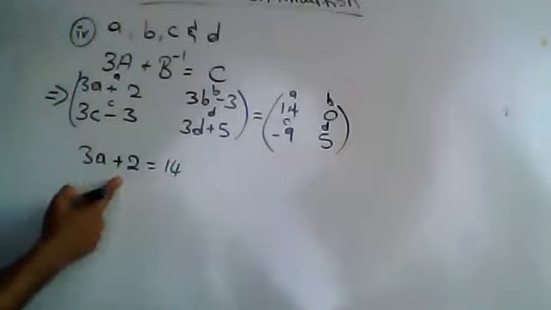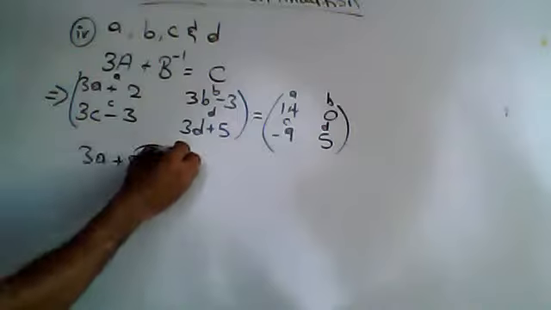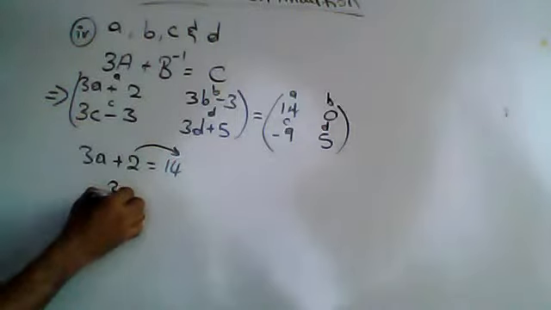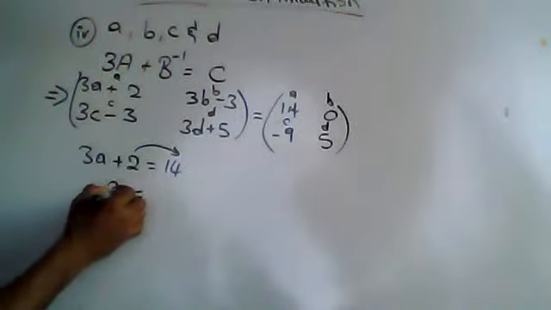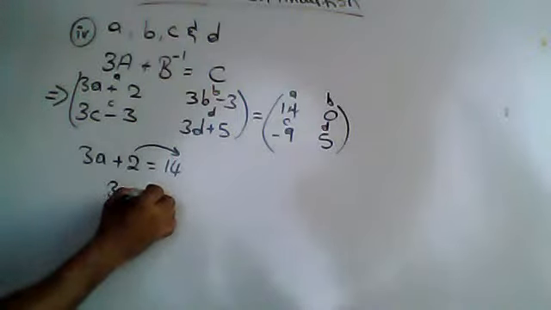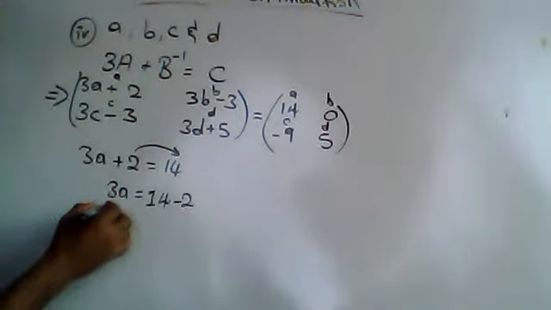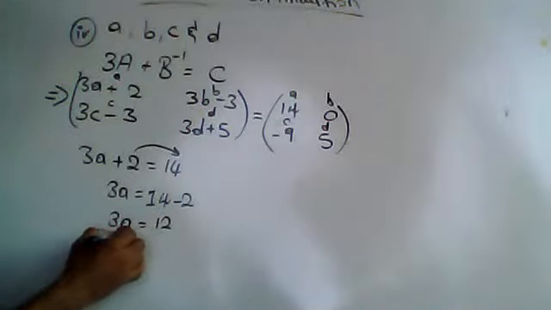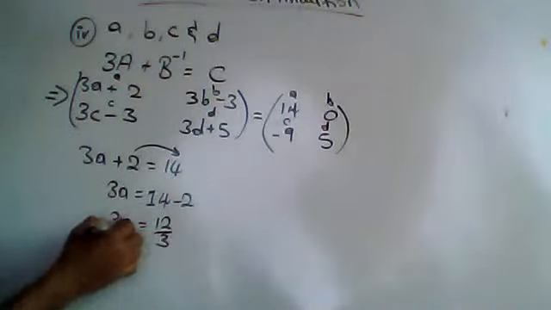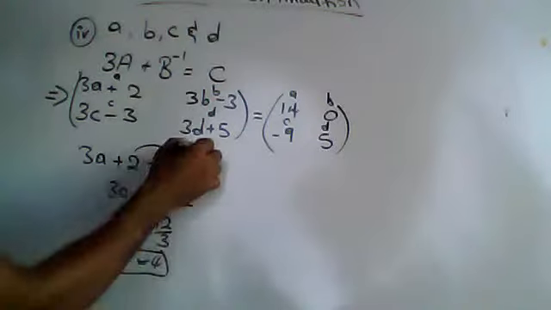If you realize, this becomes a linear equation. So we can simply solve this by collecting like terms. So we're going to have 3A. This is positive 2. When it goes over the equal sign, it turns negative. So we're going to have 3A equal to 14 minus 2. 14 minus 2 is 12. So 3A is equal to 12. We're going to divide both sides by 3. Remember, we're solving for A. So A would be equal to 4. That's the value for A.